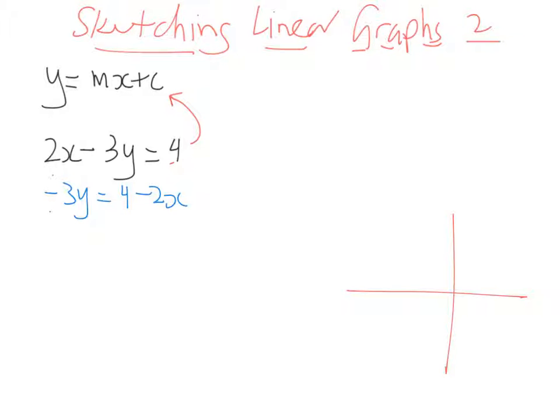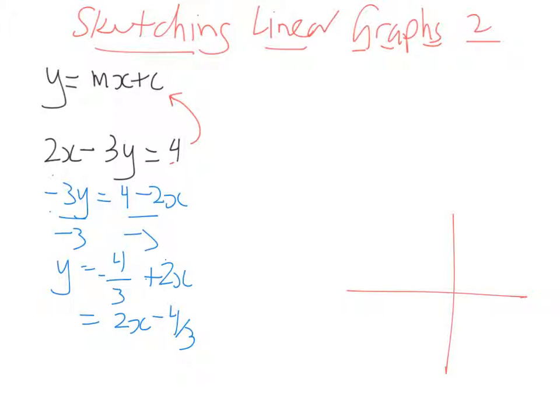So we divide that by negative 3, divide that by negative 3, and we're going to have y equals negative 4 over 3, plus 2x. Then to write it in our convention, we're going to write 2x minus 4 over 3. So that tells us we've got a y-intercept of negative 4 on 3 over here, and we've got a gradient of 2. So for every 1 we go across, we're going to go up 2. All right, so that's one thing we could do.